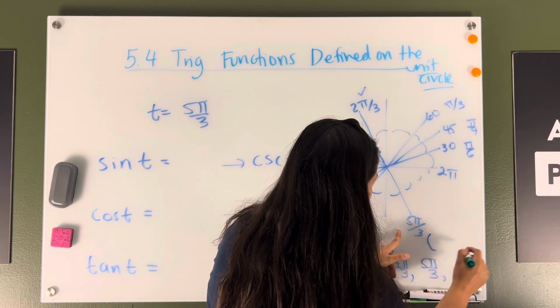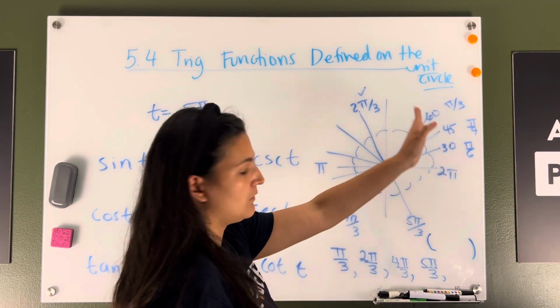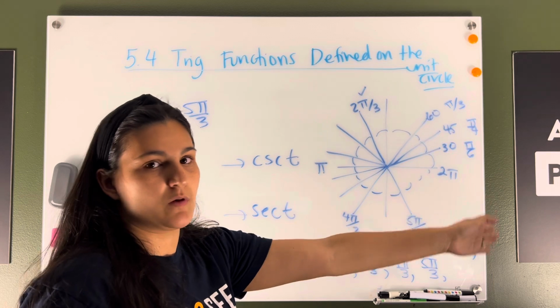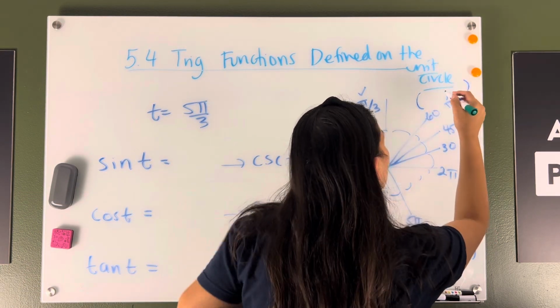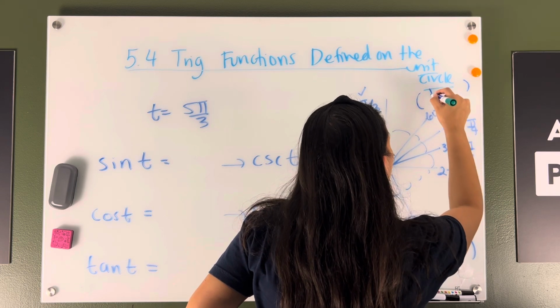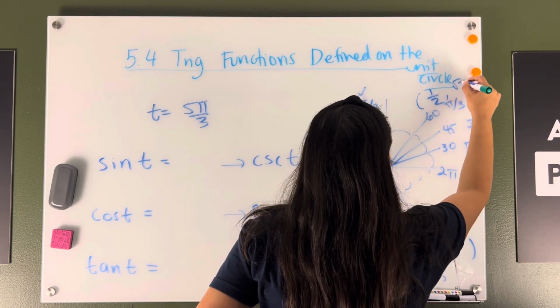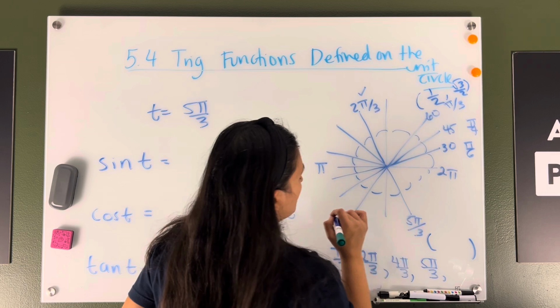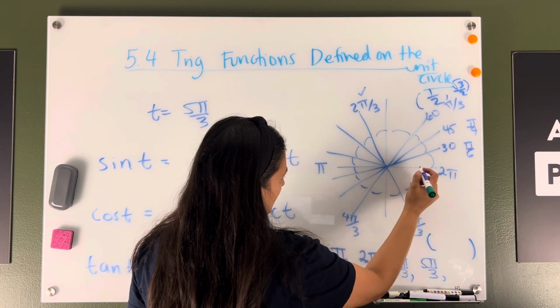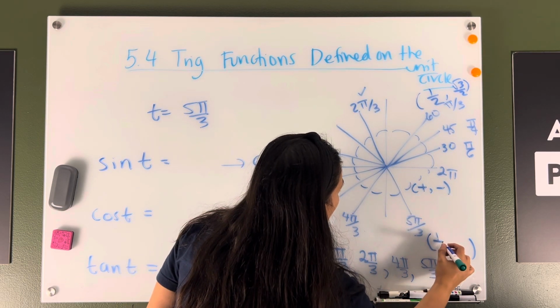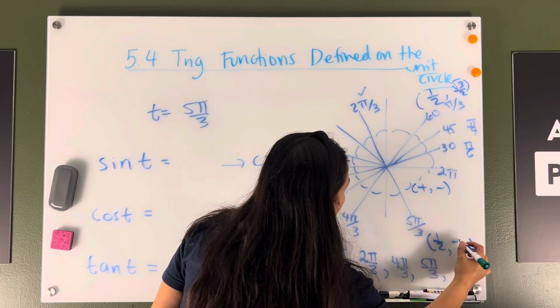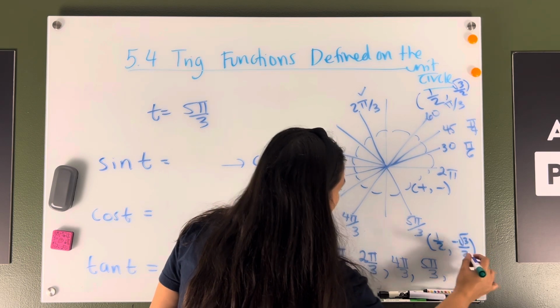And remember that the x and y values are the same. The only thing that changes is the signs based on the quadrant. So over here for pi over 3, we have 1/2 as the x value and the square root of 3 over 2 as the y. So in the 4th quadrant, the x values are positive and the y values are negative. So it would be 1/2 and then the y value would be negative square root of 3 over 2.